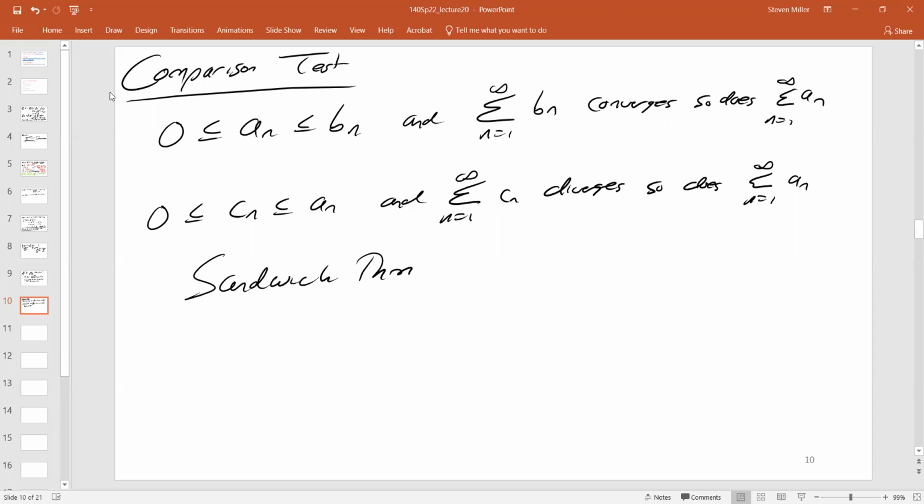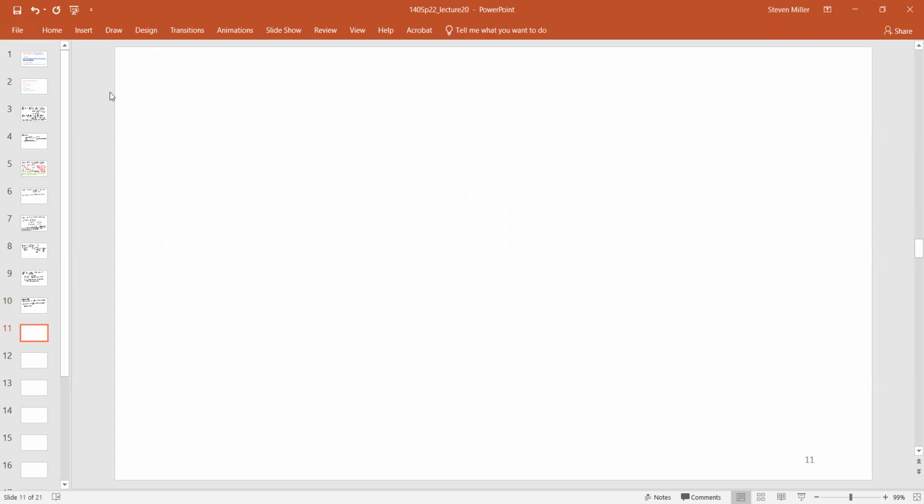If the bn's converge and the an's are non-negative. Now, is the non-negative needed? What if I drop the non-negative? Well, we'll do that in a second. So the other one is if the cn's diverge and the an's are larger term by term, then clearly some of the an's will blow up.